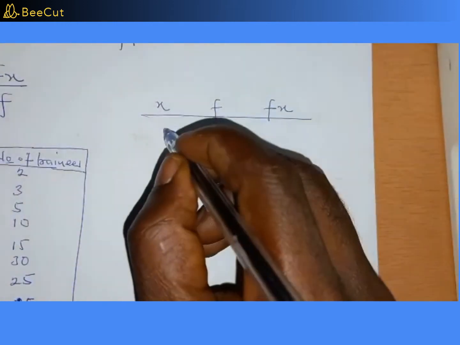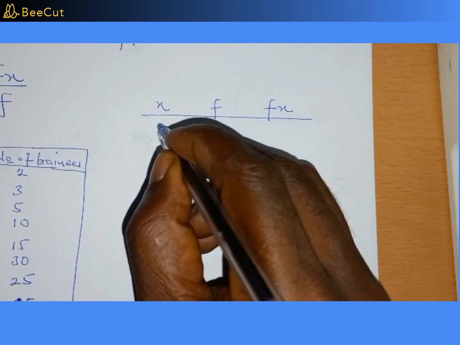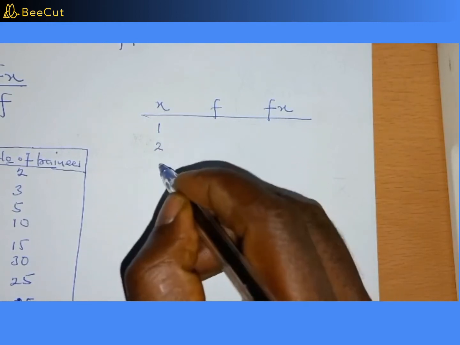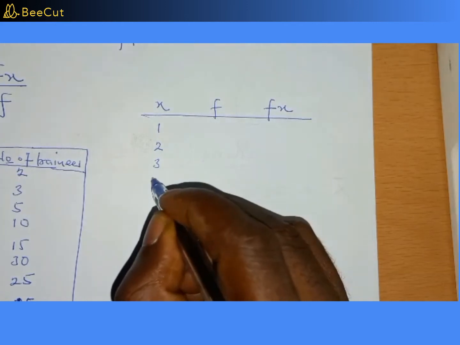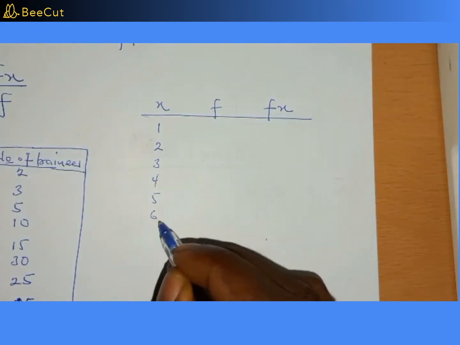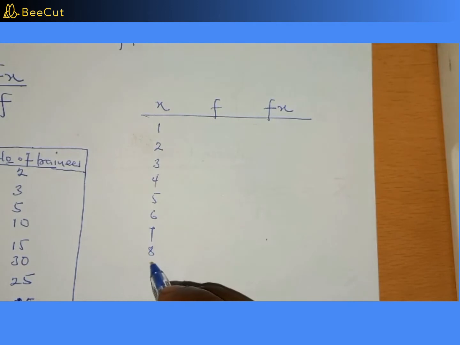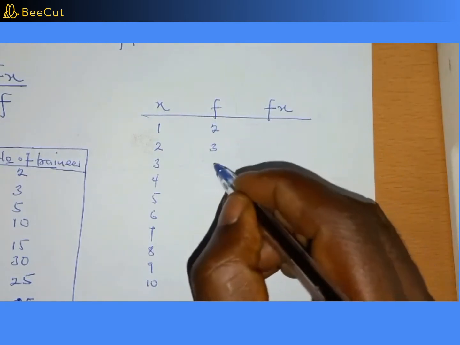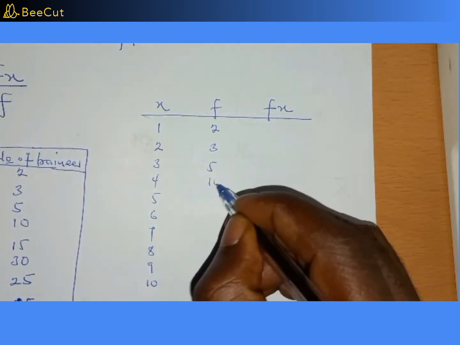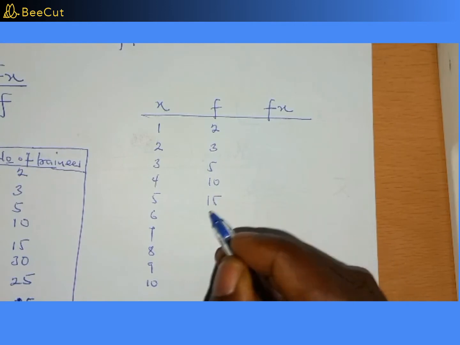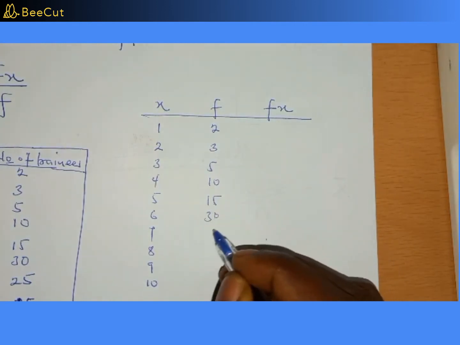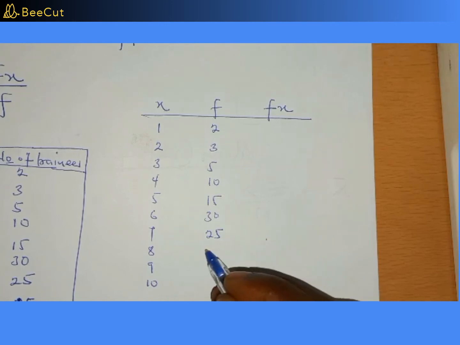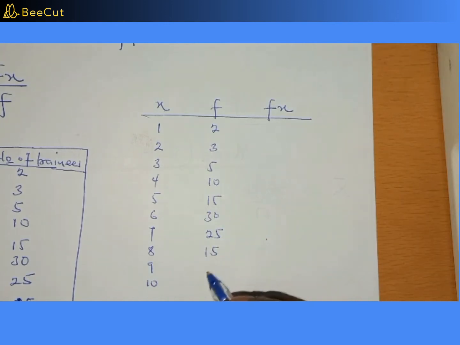So from here I create my table and I have my x, which is 1 to 10. So I have 1, 2, 3, 4, 5, 6, 7, 8, 9, and then 10. And then their corresponding frequencies, we have 2, we have 3, we have 5, we have 10, we have 15, we have 30, we have 25, we have 15, we have 10, and then we have 5.